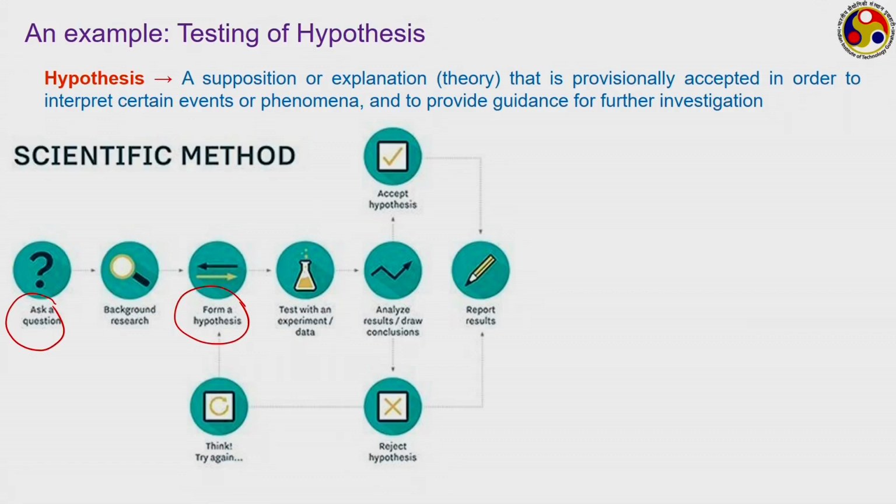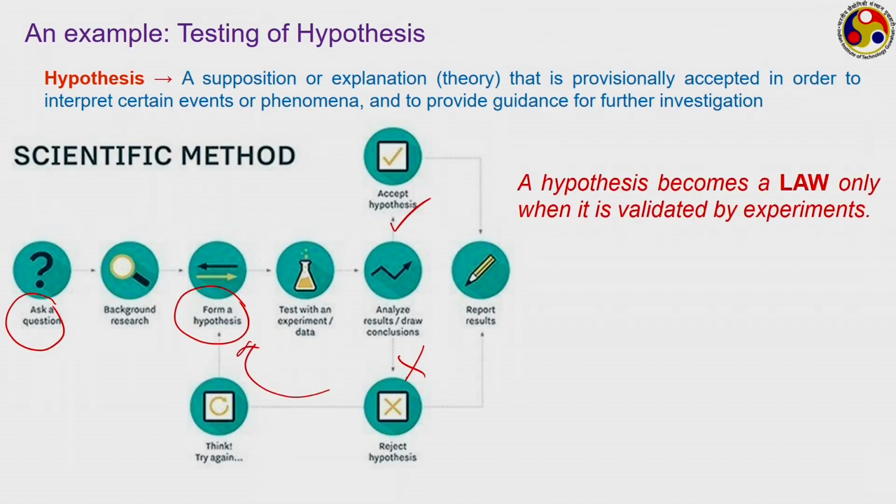Once we have formed this hypothesis, we test it with experiment and analyze the experimental data. If the data supports our preconceived hypothesis, then the hypothesis will be accepted, but if it does not support it, the hypothesis will be rejected and we have to go back and check. A hypothesis becomes a law only when it is validated by experiment. That is, to set up any laws of nature, we first consider a hypothesis and then we can validate it only through proper measurement.